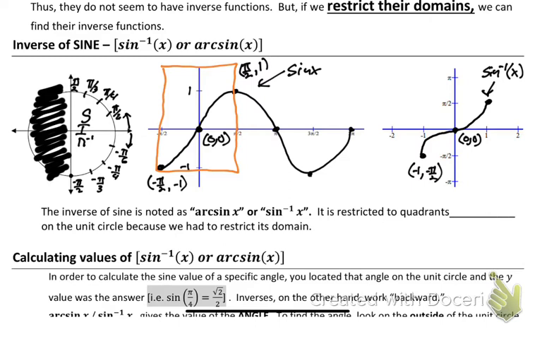So the inverse of sine is noted 2 different ways. See how this is called arc sine? That's a remnant of when you couldn't really write superscript. So if you couldn't write superscript, they came up with a different way. They called it arc sine. Arc sine and sine inverse mean the exact same thing. I'm asking the exact same question. They exist only in quadrants 1 and 4. And we'll put a more concrete reason why it has to be 1 and 4 in just a second.